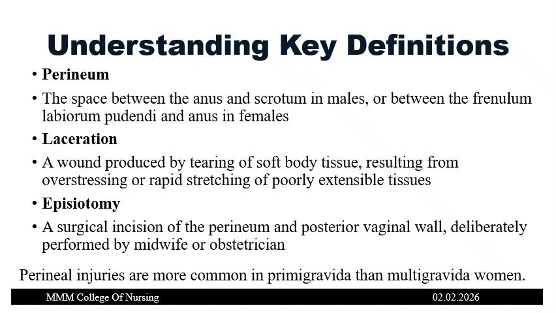So let us clarify some important terms. Perineum: in females, the perineum is the area between the vaginal opening and the anus. You can imagine it like a soft bridge supporting the childbirth. Laceration: a laceration means a tear in the soft tissue caused by excessive or rapid stretching, similar to how overstretched elastic may snap. And episiotomy.